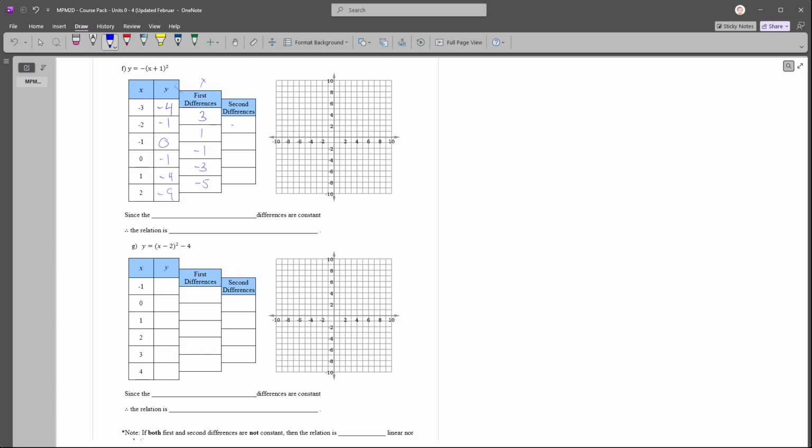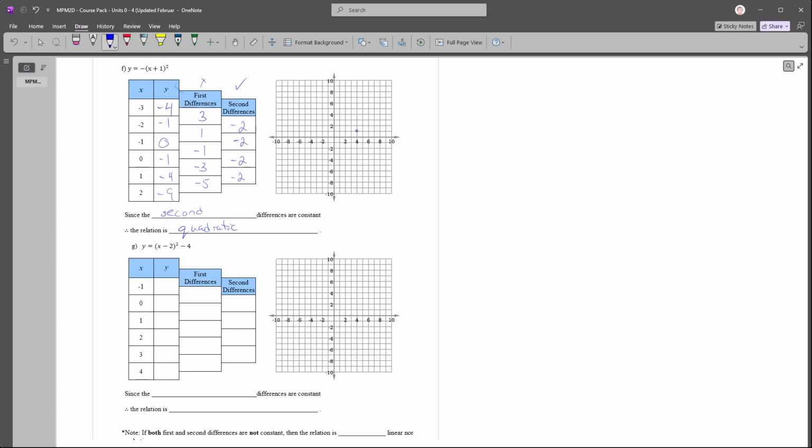1 minus 3, that's -2. -1 minus 1, also -2. And then -3 minus -1, -2. And -5 minus -3 is also -2. All right, so second differences. The second differences are constant. That tells us that the relation is quadratic.